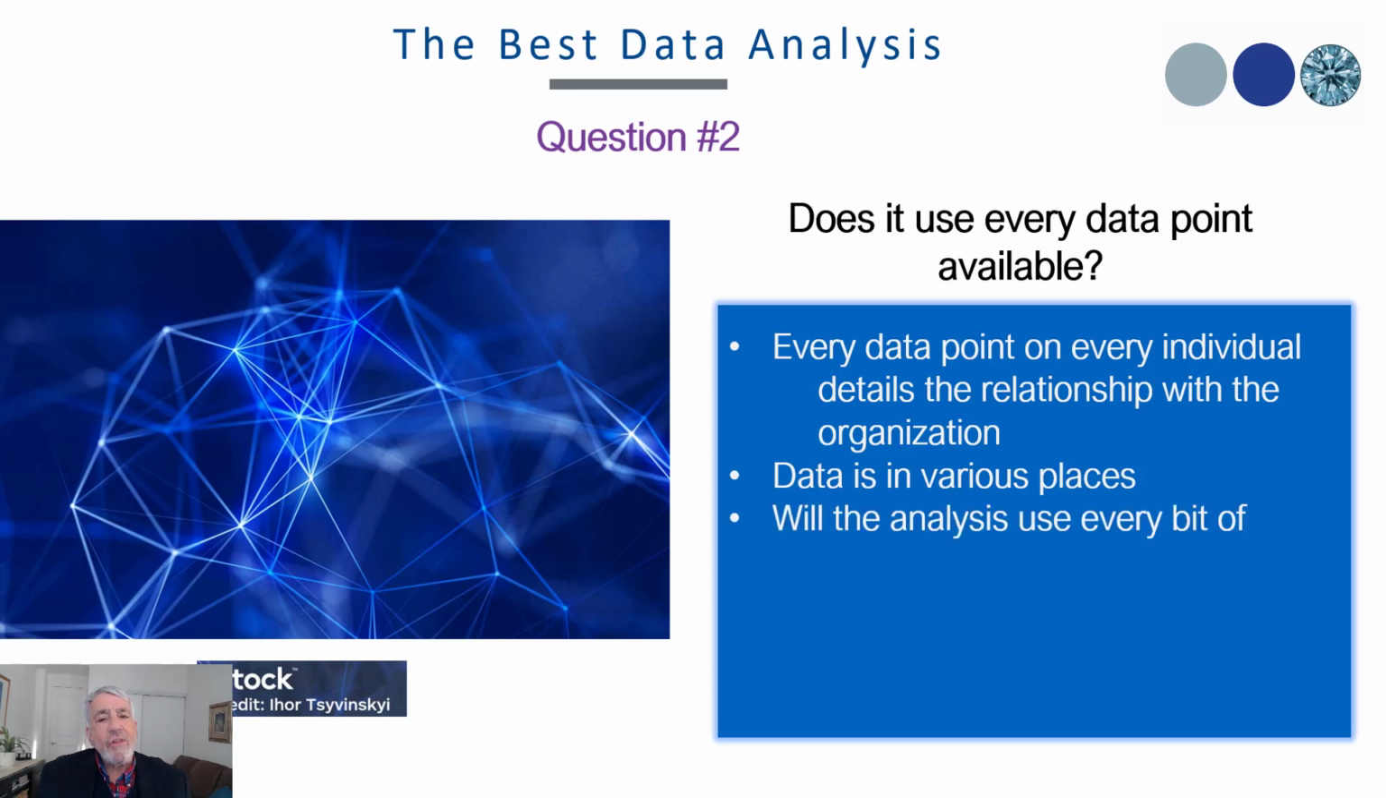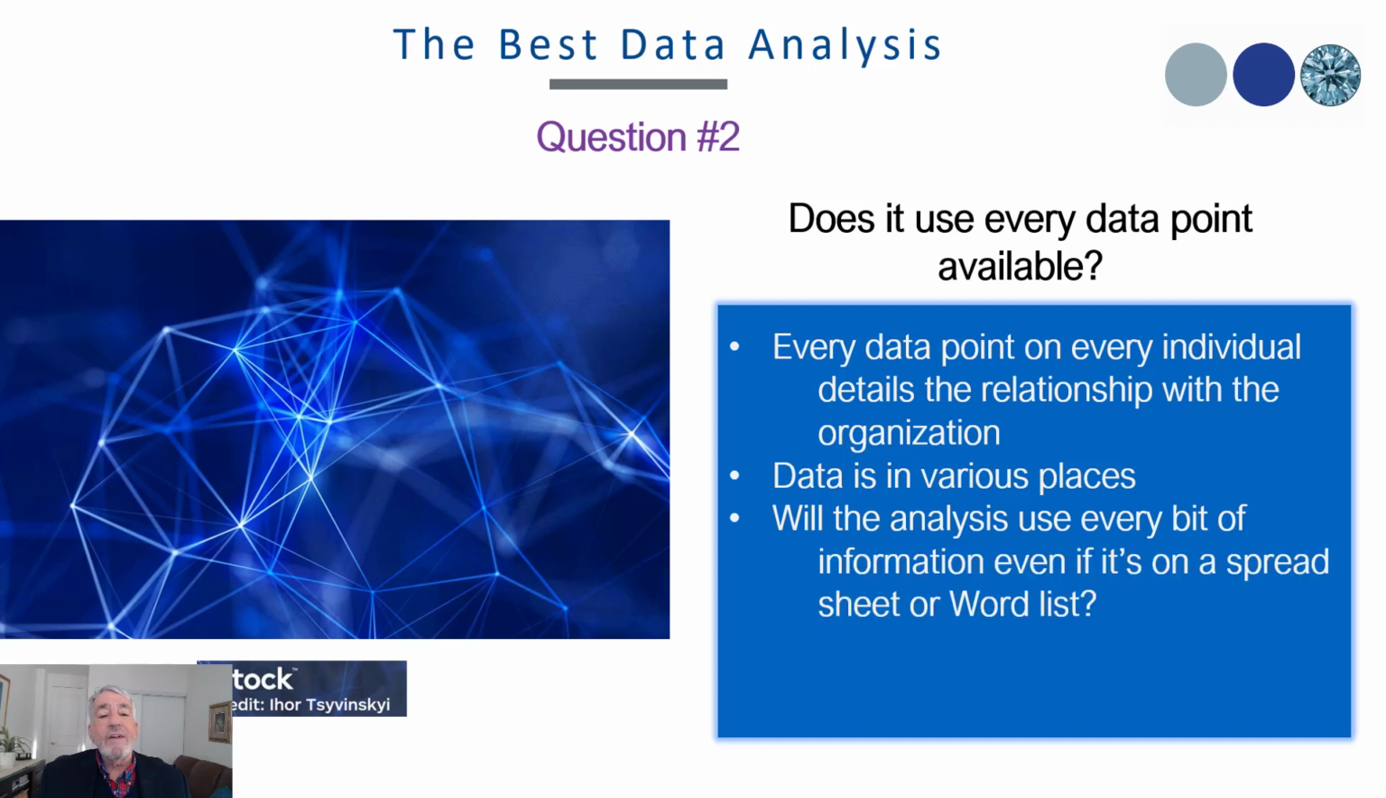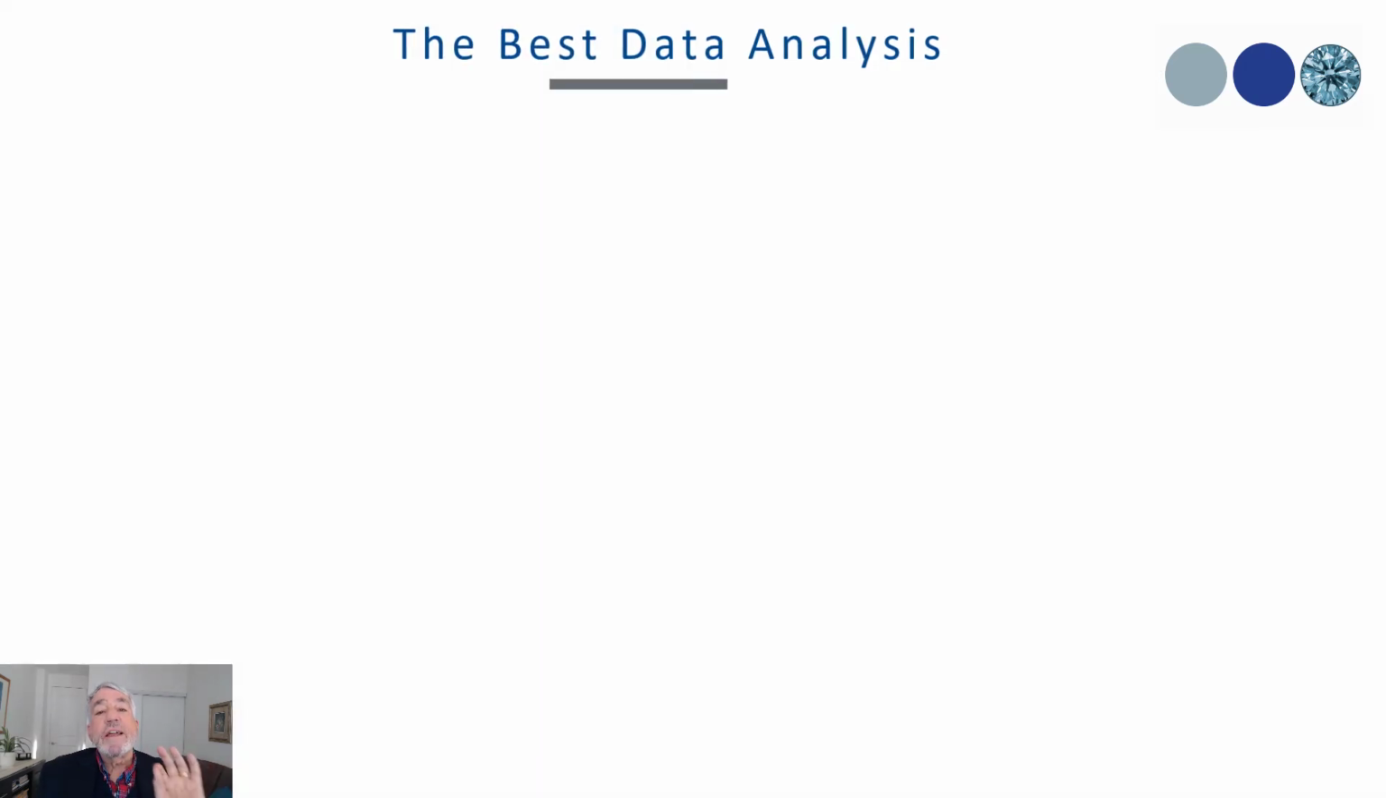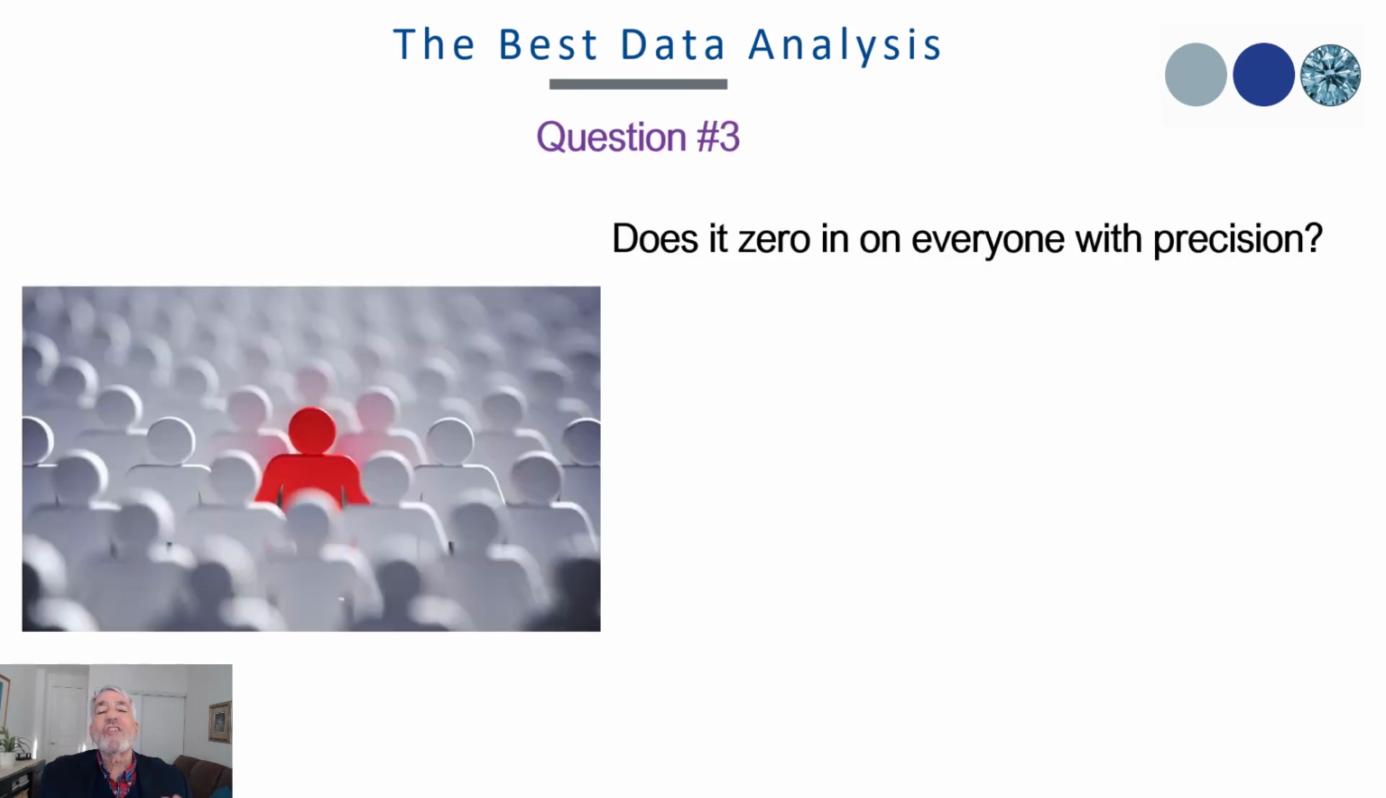Data is in various places. Will the analysis use every bit of data, every bit of information, even if it's on a spreadsheet somewhere, or on a list, on a Word document, in a list from a newsletter distribution? When we get into organizations, we find data is housed in all sorts of different places. To be the best, it should use every data point that you can get your hands on. That's the second question.